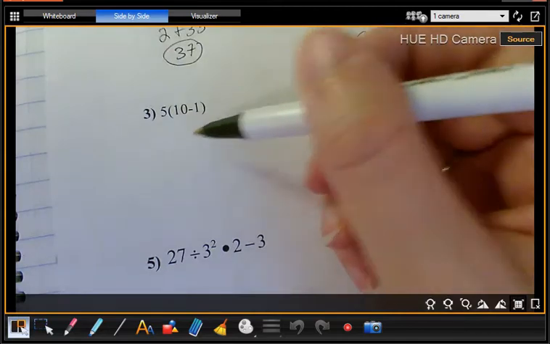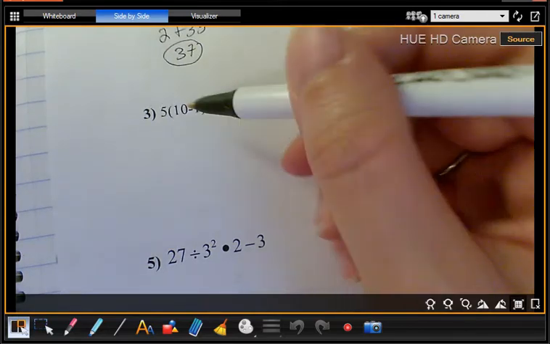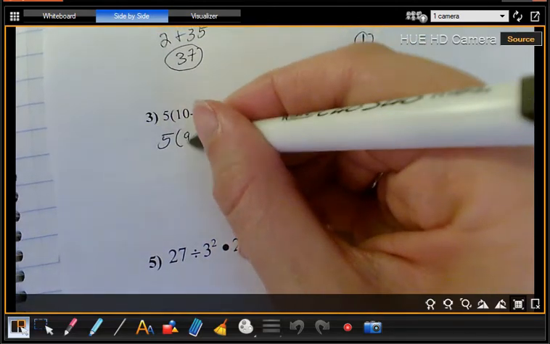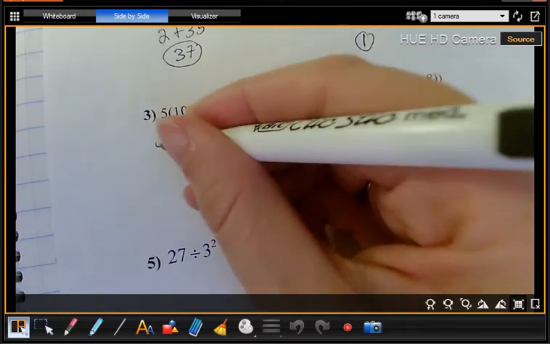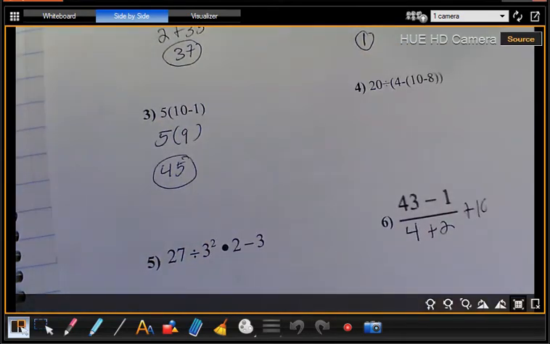For number 3, we've got parentheses that we've got to do first. So we're not going to multiply 5 times 10 first. We're going to do what's inside the parentheses. So we're going to get 5 times 9, because 10 minus 1 is 9, and then 5 times 9 is 45. So pretty straightforward, still doing that. Please excuse my dear Aunt Sally.